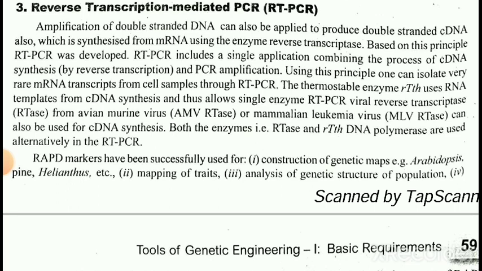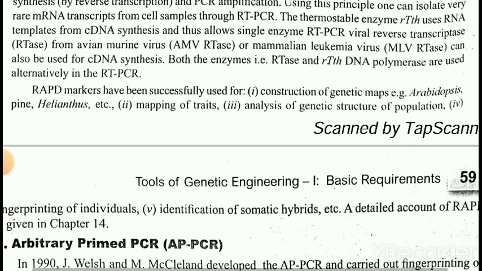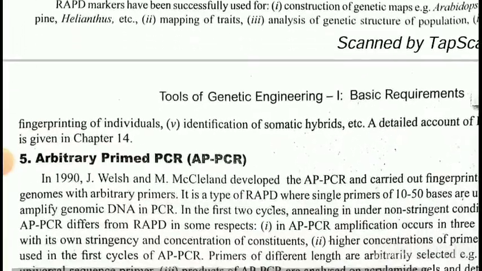RAPD markers have been successfully used for 1. Construction of genetic maps, e.g. Arabidopsis, pine, Helianthus, etc. 2. Mapping of traits. 3. Analysis of genetic structure of population. 4. Fingerprinting of individuals. 5. Identification of somatic hybrids, etc. A detailed account of RAPD is given in Chapter 14.